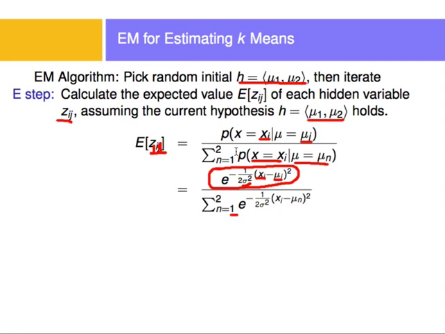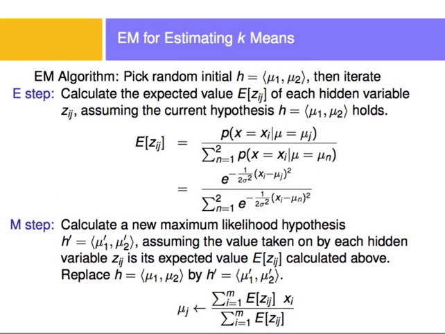Okay, so for each of my numbers, I'm going to have one of these for each distribution. So if I have 10 numbers and I have 2 Gaussian distributions, I'm going to end up with 20 of these E's, of these estimations.